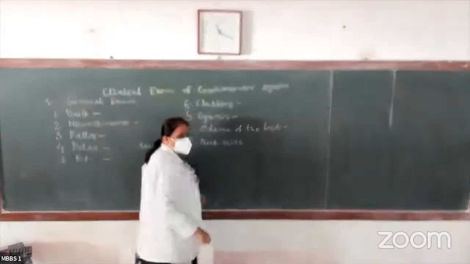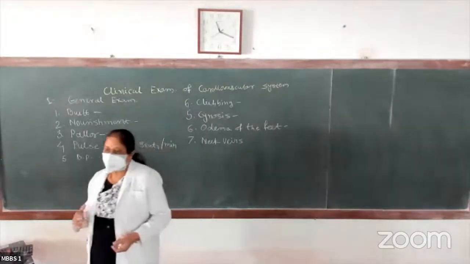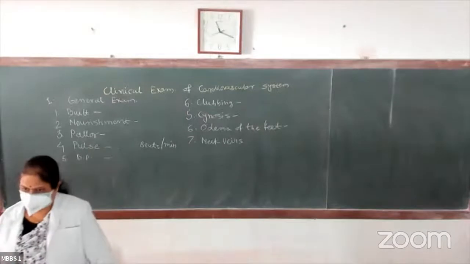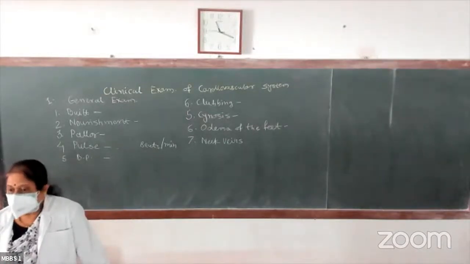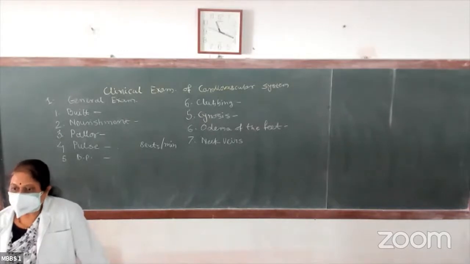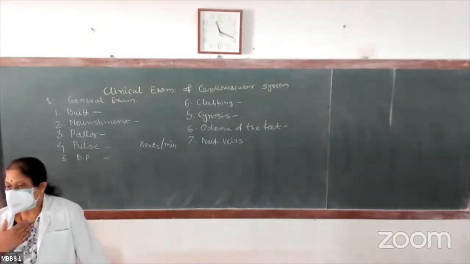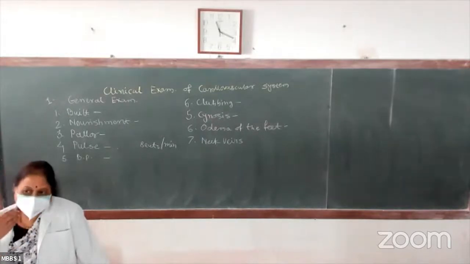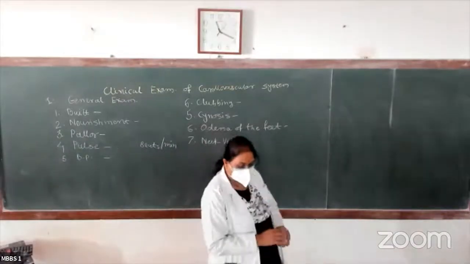The next point for general examination is the examination of the neck veins. Normally, neck veins are not distended. If there is any heart disease, there is dilatation or distension of the neck veins. So examine the neck veins for distension, that is, the external jugular vein at the neck. So this is the general examination.